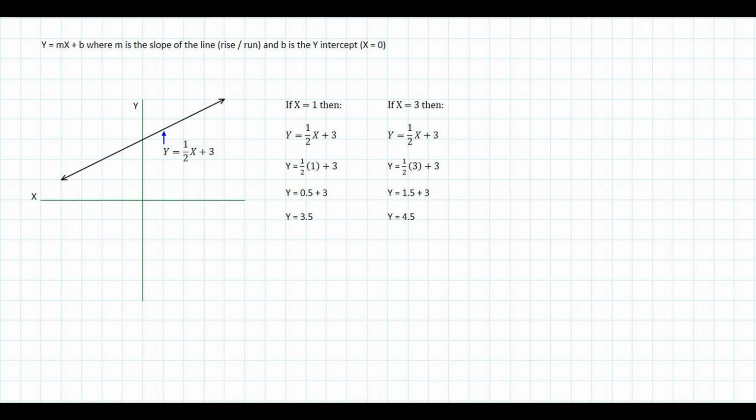to 3 and 1/2. If we plug in a value of 3 for x, then we get y equals 1/2 times 3 plus 3, which is equal to 1 and 1/2 plus 3, which is equal to 4 and 1/2. Again, the corresponding graph agrees with our calculation.